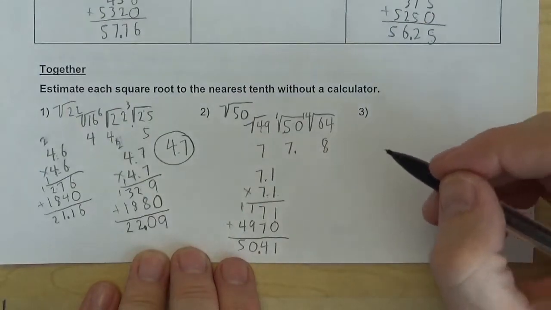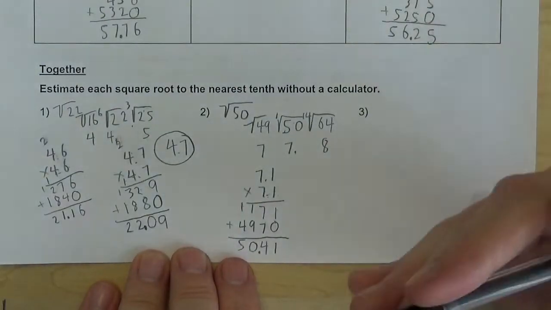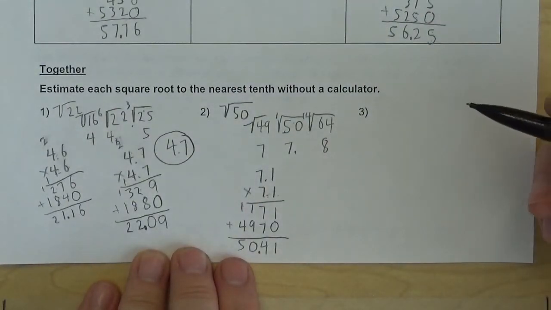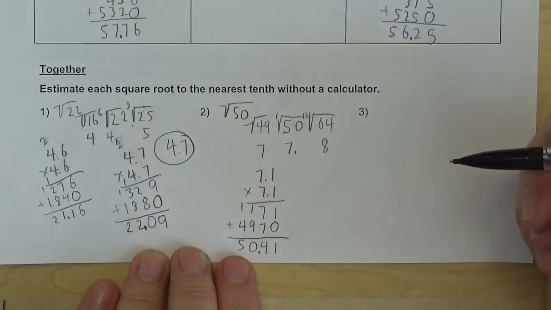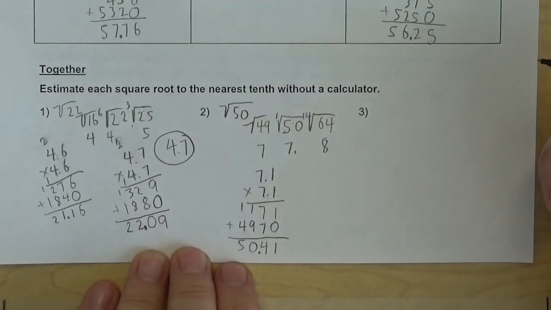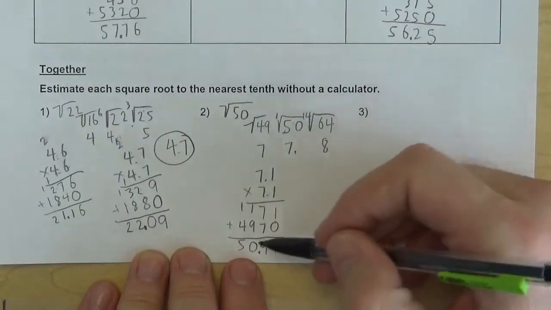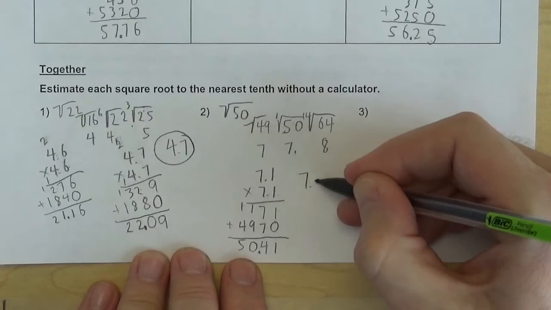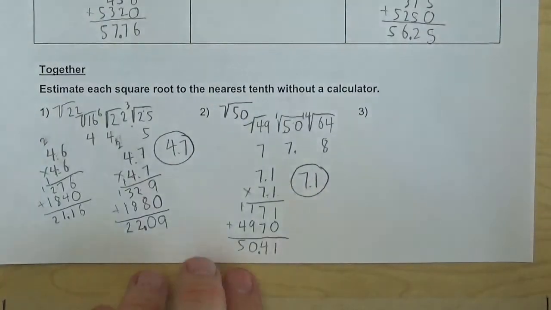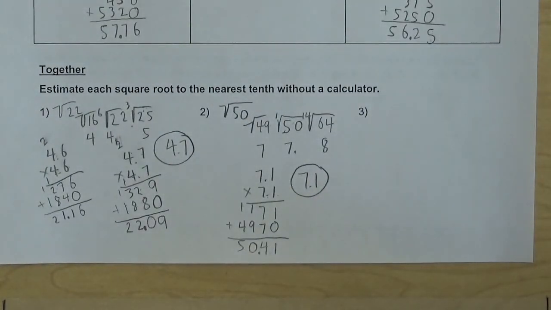7.1 is going to be your best estimate. If we were to estimate something else, it would be less than that. It would be 7.0, and I don't think that's going to be your best estimate. We know what 7.0 times 7.0 is. It's 49, right? 7 times 7 is 49. So that's not going to work. That's going to be too far away. So 7.1 is your best estimate for that one. We don't have to guess again. All right, we'll do more in class.